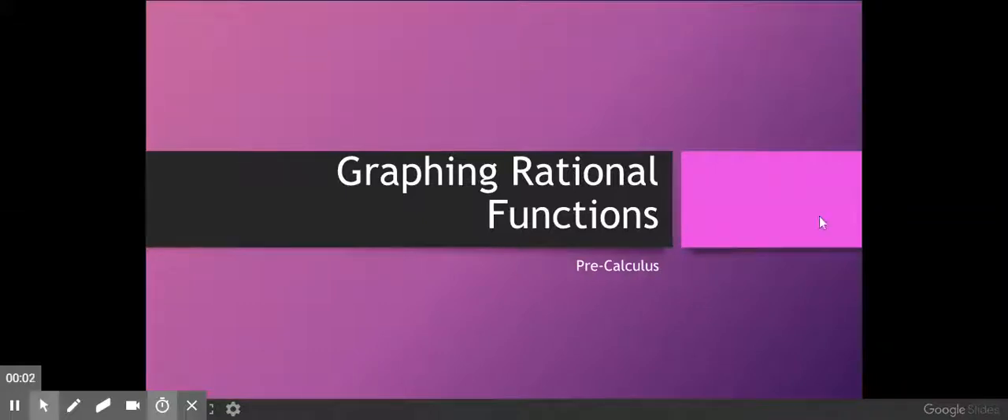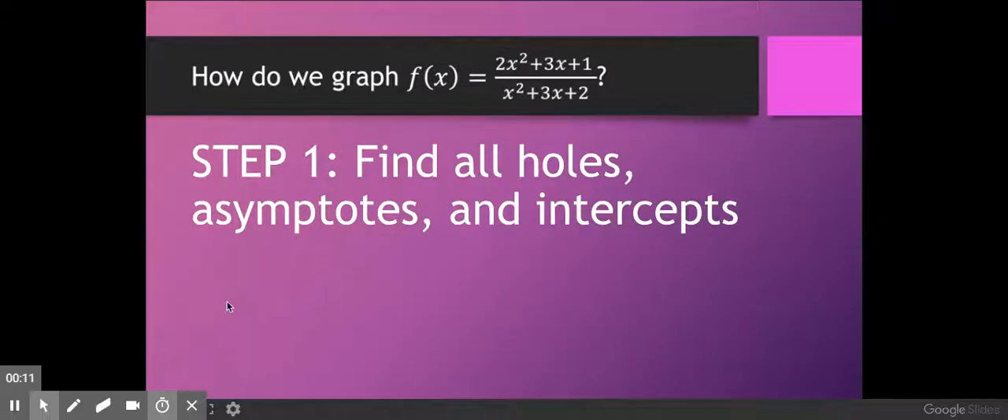For this section, we're going to learn about graphing rational functions. So we learned about finding the different aspects of a rational function, and now we're going to learn how to put that on a graph. So how do we graph this function?